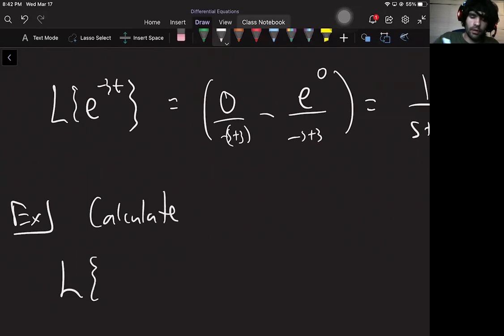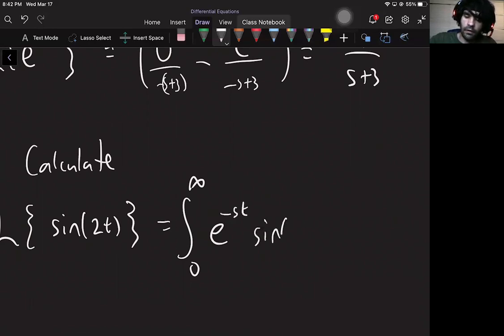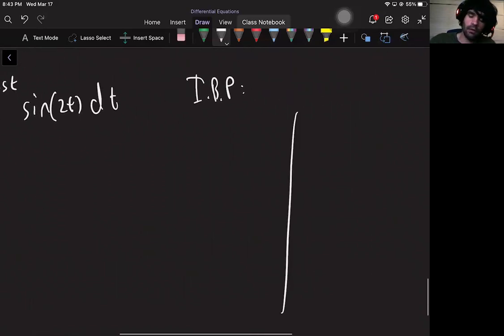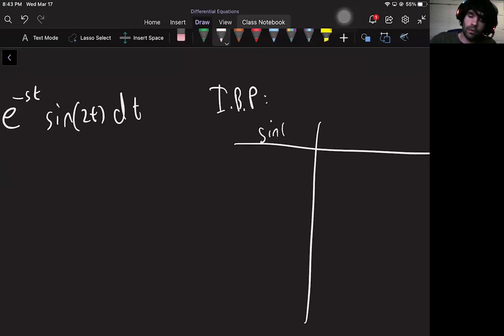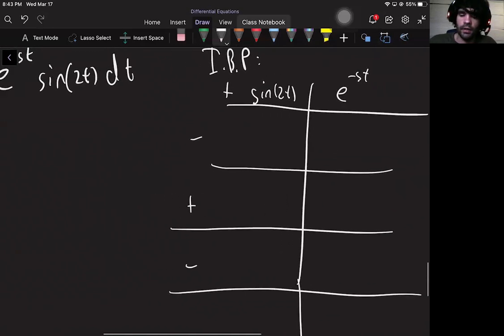All right, Laplace transform of sine of 2t. We're gonna have to bring in some integration by parts again, but an even fancier version of integration by parts. Okay, so the integral of e to the negative st sine of 2t dt. Integration by parts. I'm going to use my fancy table technique, and I'm going to stick the sine of 2t on the left and the e to the negative st on the right. And then it's plus, minus, like that. And I take derivatives on the left.